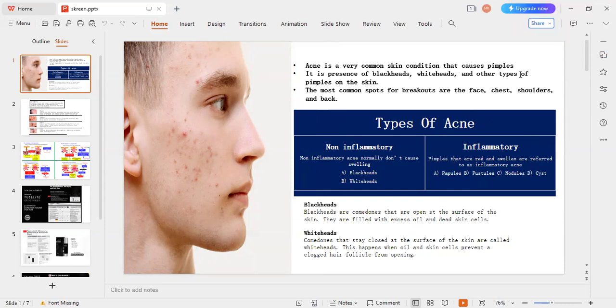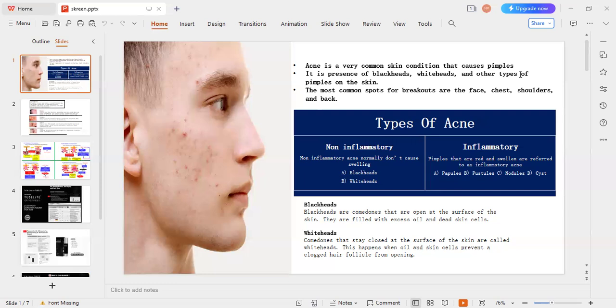So acne is a very common skin condition nowadays that causes pimples. It is the presence of blackheads, whiteheads, and many other types of pimples on the skin. The major areas where you see common breakouts are the face, chest, shoulders, and the back region of the human body. This is a very common skin condition that people have to face, with acne breakouts on their face, chest, shoulders, and back.